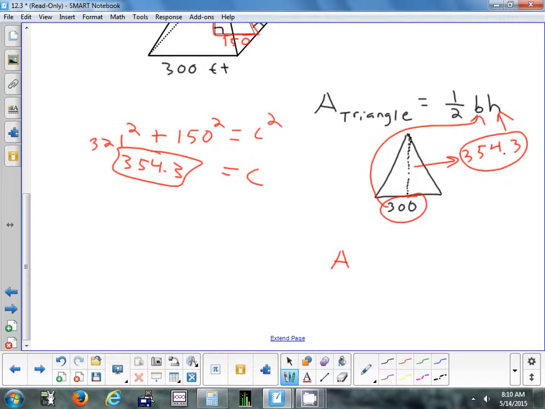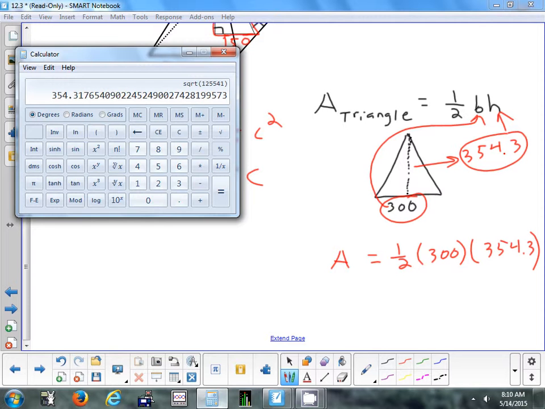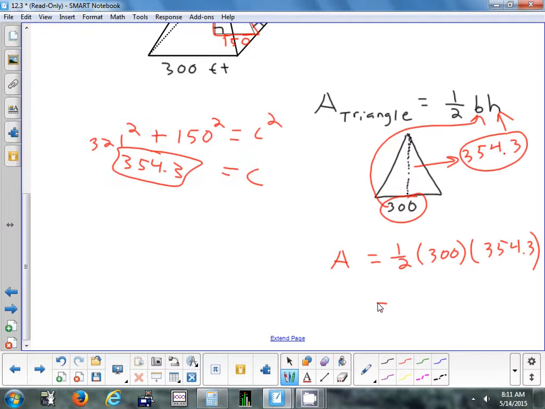So the area is going to be 1/2 times 300 times 354.3. That's it. So we'll just do that up. Half of 300 is 150 times 354.3. So it's 53,145.